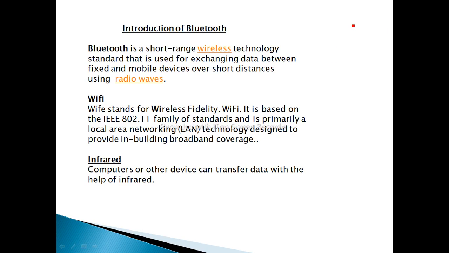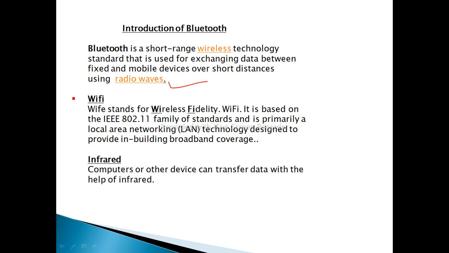Now wireless media or unguided media. First one is Bluetooth. All of you know that it is a short range wireless technology standard that is used for exchanging data between fixed and mobile devices over short distances using radio waves. So you can get a question: in Bluetooth, which kind of waves are there through which we can transfer information? The answer will be radio waves.